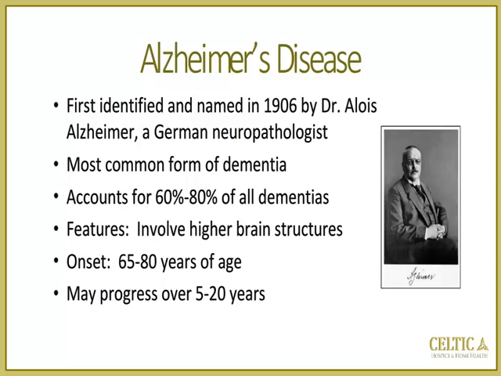Several genes have been associated with higher incidence of Alzheimer's disease, although the exact role of these genes is still unclear. The onset for Alzheimer's disease is between 65 and 80 years of age and may progress over 5 to 20 years.